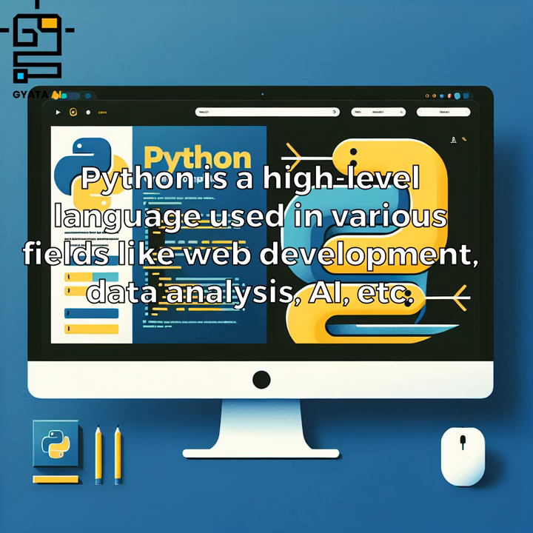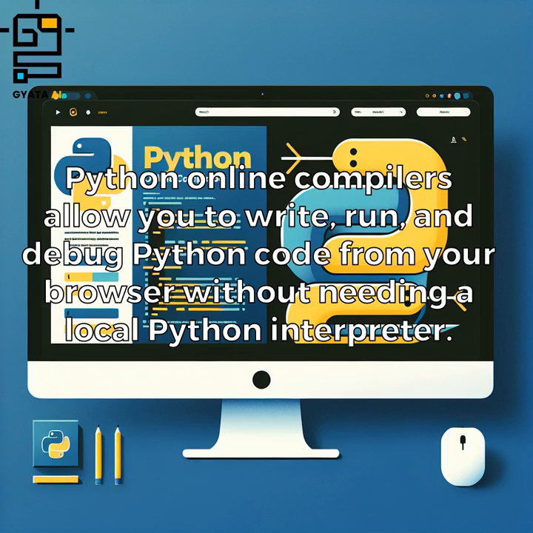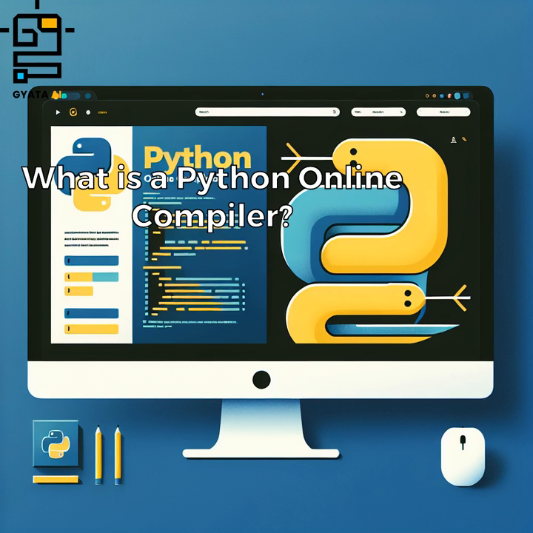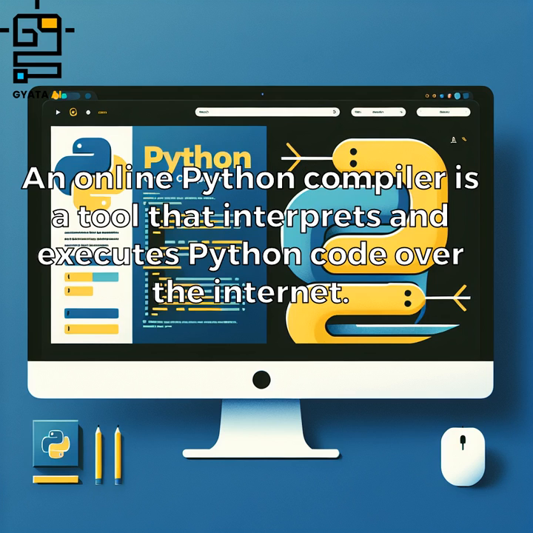Introduction. Python is a high-level language used in various fields like web development, data analysis, AI, etc. Python online compilers allow you to write, run, and debug Python code from your browser without needing a local Python interpreter. What is a Python online compiler? An online Python compiler is a tool that interprets and executes Python code over the internet.